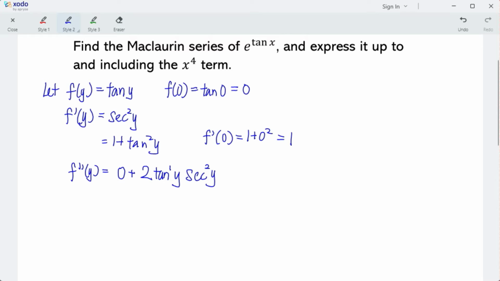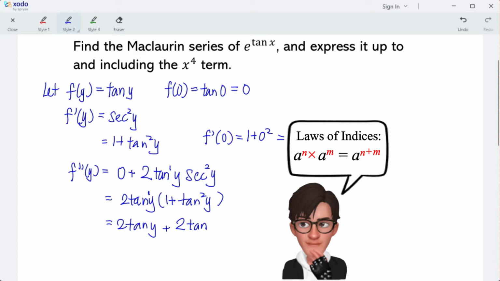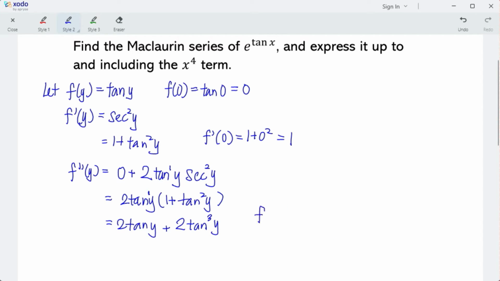Now again apply the trigonometric identity. So we have 2 tangent y multiplied by 1 plus tangent square y. So we should have 2 tangent y plus 2 tangent to the power 1 multiplied by power 2. By using the law of indices, we have 1 plus 2 equal to 3. Which means that at point y equal to 0, we have 2 multiplied by 0 plus 2 multiplied by 0, which is equal to 0. Let's differentiate for the third time with respect to y.